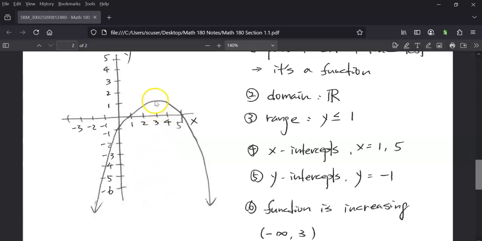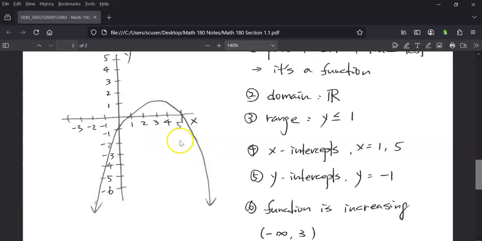Well, y starts right here. So y equal to 1 is your highest value, and then we can see the graph going all the way down. So it's basically from negative infinity to 1. So our range right here is y less than or equal to 1.